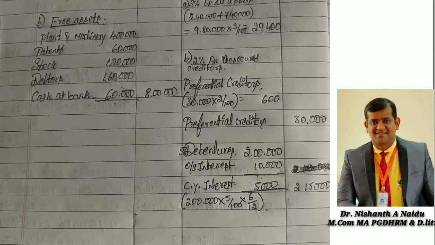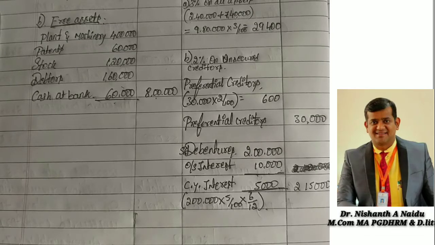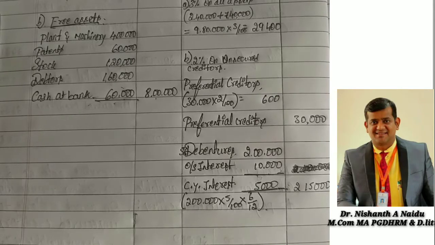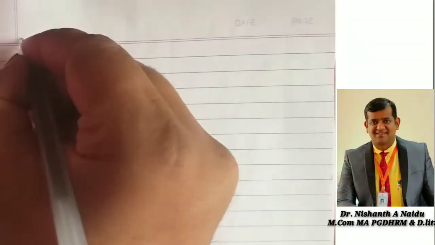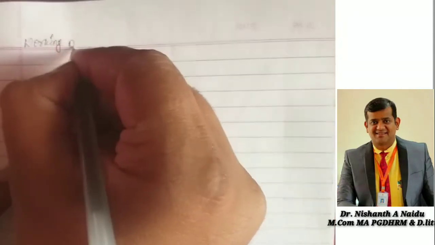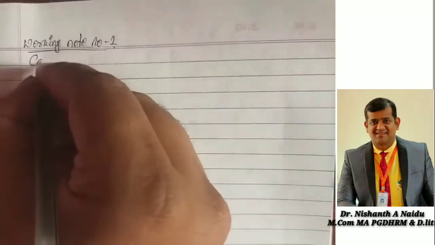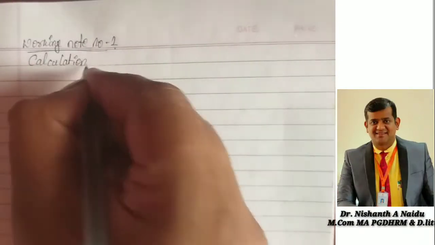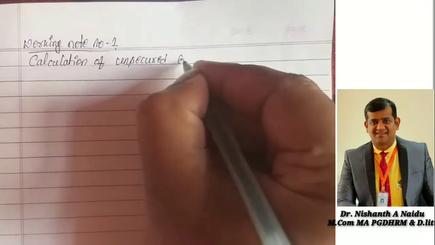So we are done with the debentures. So next we have to calculate unsecured creditors. So we don't know how much unsecured creditors. For that we have to do a working note. Clear? So let us start the working note. Working note number 1. So that is calculation of unsecured creditors.